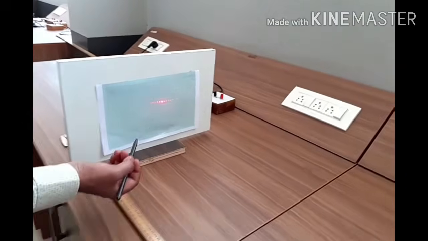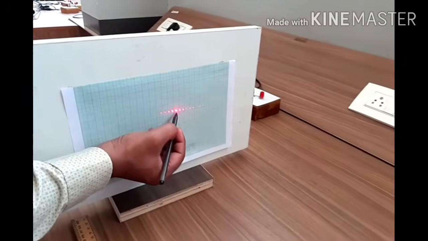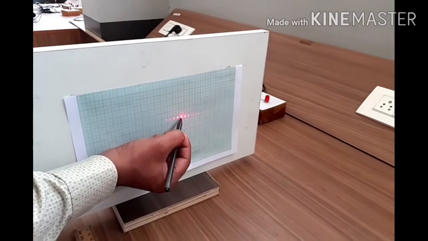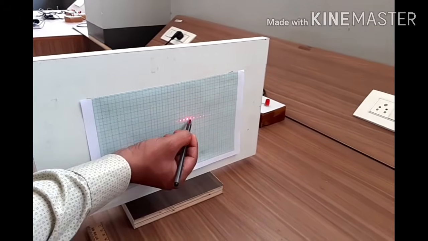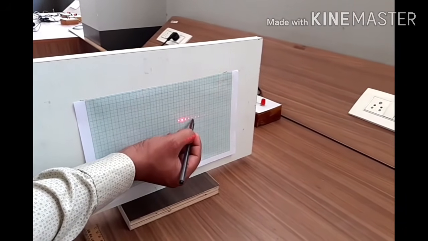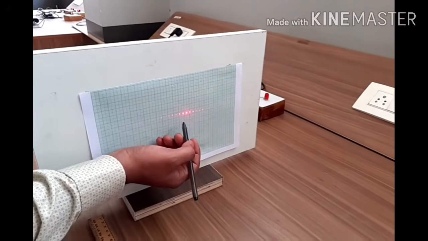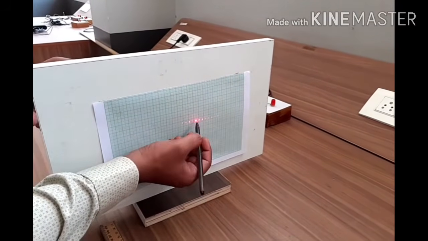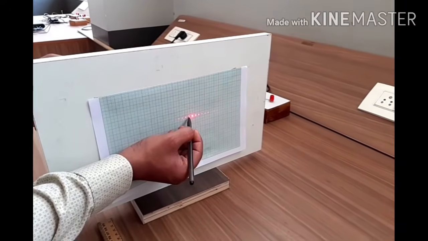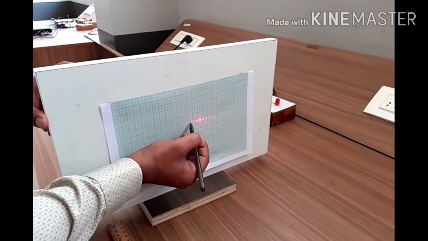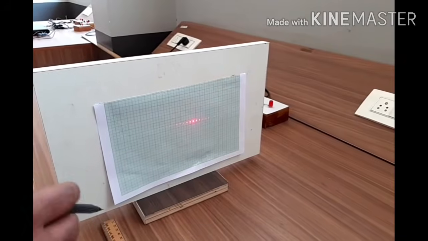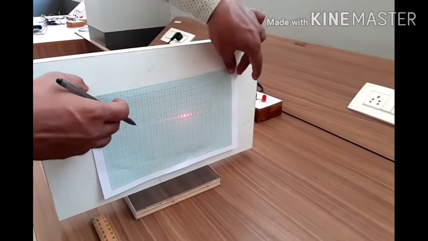The same thing we should repeat here. This is the central maxima; make a point there with a sharp tip pencil. First point, first order, second point, second order, third point, third order; we don't want the nth order. We need only 3 readings towards the left and towards the right. After that, we should remove this carefully.